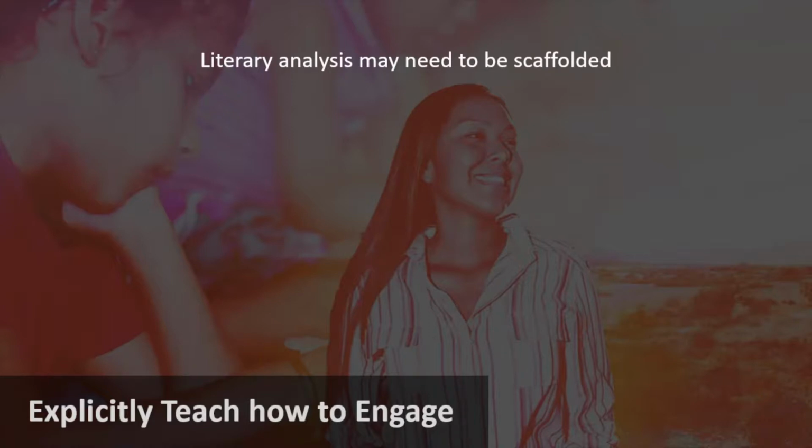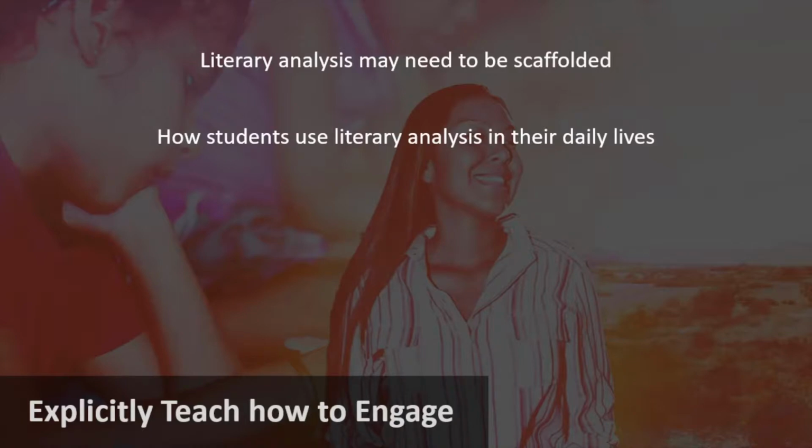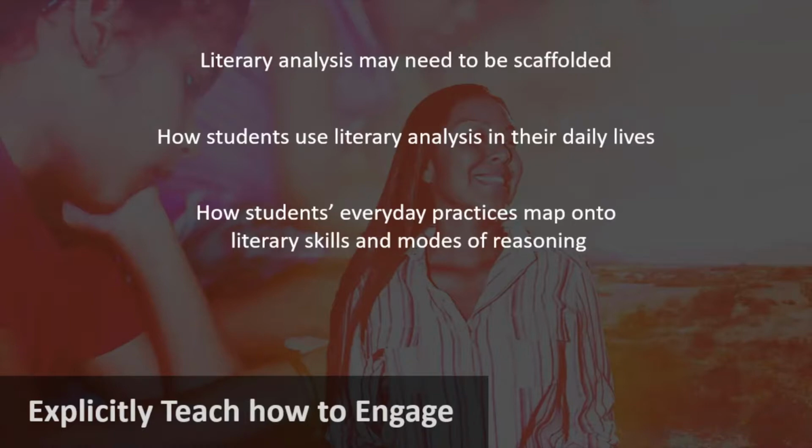Literary analysis may need to be scaffolded in a variety of ways. Of course, start with where students are currently in their understanding. Consider ways they may already be using literary analysis in their daily lives with everyday text. These may be with stories, songs, jokes, or other forms of expression. In other words, ask yourself how students' everyday practices map onto literary skills and modes of reasoning. Find similarities between the modes to support students in bridging the two.